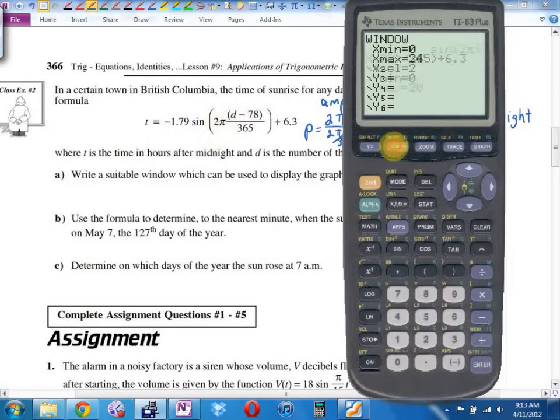Okay, window. What's the period of this graph? How long is one wave? Steph, I think a good X min would be from 0 to 365. We'll do 1 year. Be a good scale to go up by years. Let's go every 30, which isn't quite every month, but let's do a scale of 30, roughly once a month.